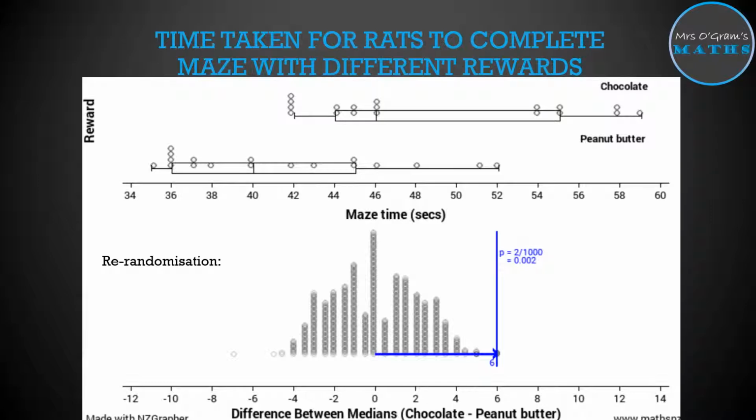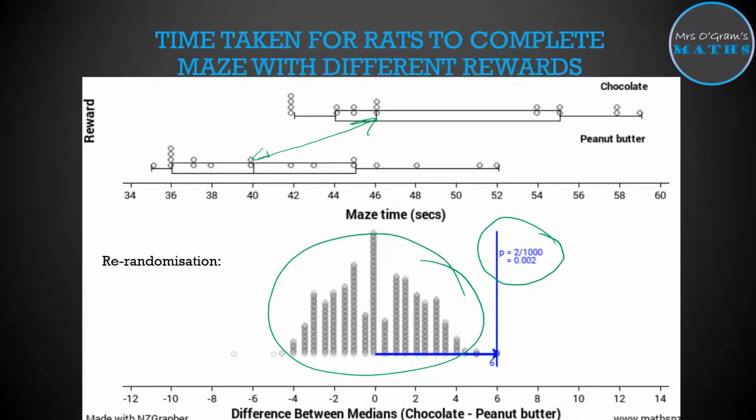So that re-randomization has happened 1,000 times, and now we have a calculation over here that works out what was the chance, when it just happened randomly in this dot plot distribution, how many of those random groups came up with the difference that we observed here of a difference of 6 seconds. How many of these groups down here had that difference of 6? So that's what we've got right here. We're looking at the edge of our distribution. We can see it's right at the top end. So we've got 2 of those random groups that came out with a difference of 6 seconds or more.